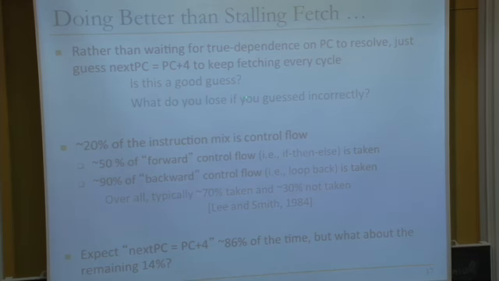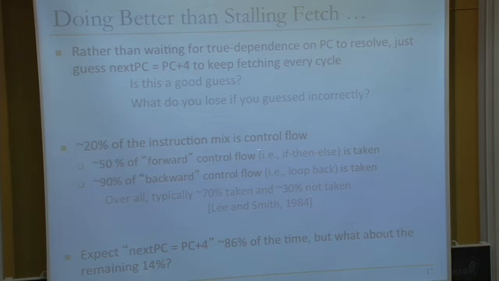I guess, is this a good guess? Well, we can do the calculation, right? If you assume 20% of the instruction mix is control flow, and this is actually a good number in integer applications where you do a lot of branching, that means 80% of the time, this is definitely a good guess, right? Because 80% of the time, the next instruction is not a branch.